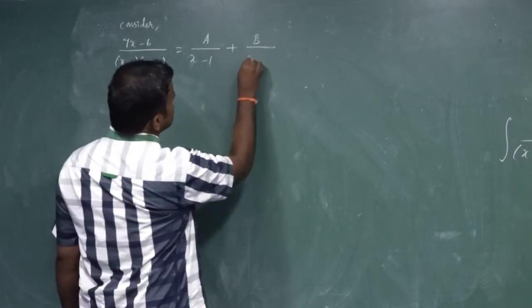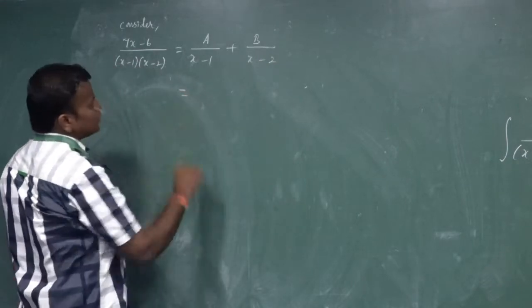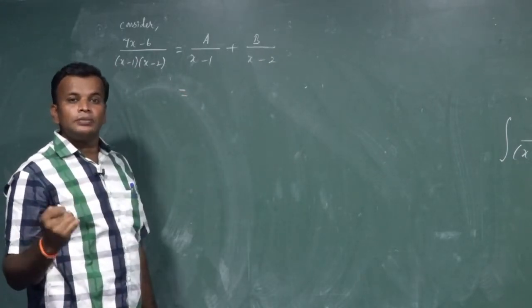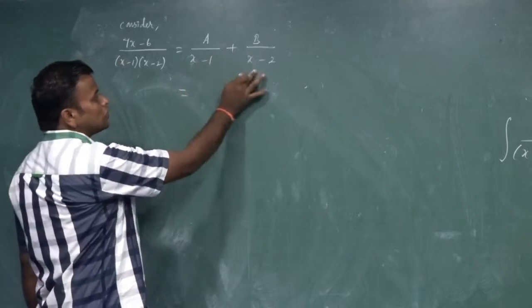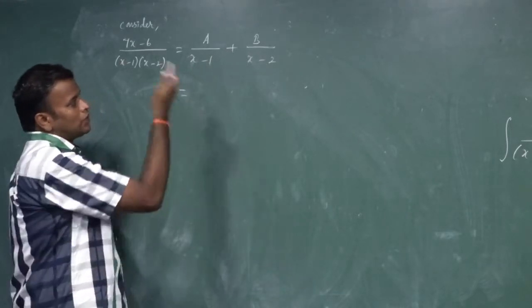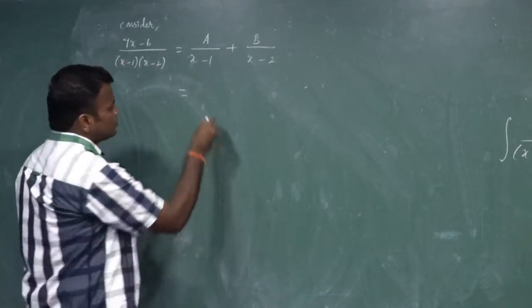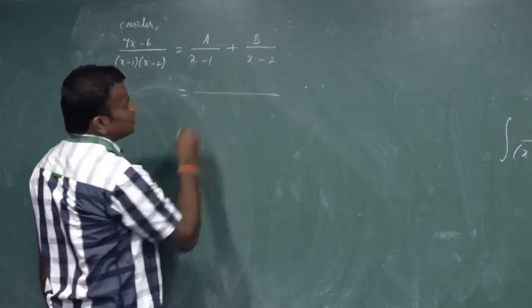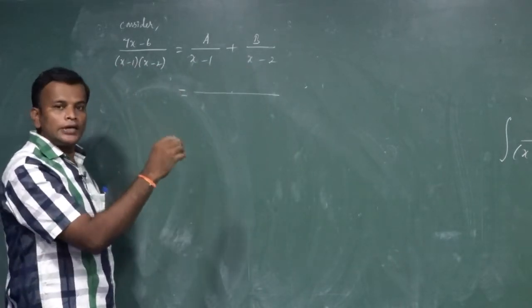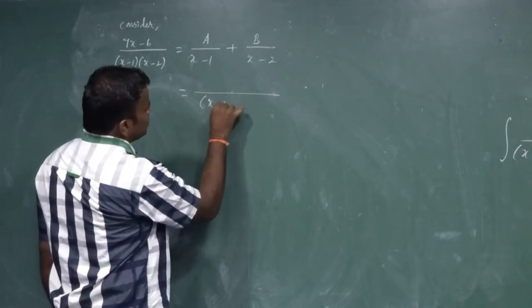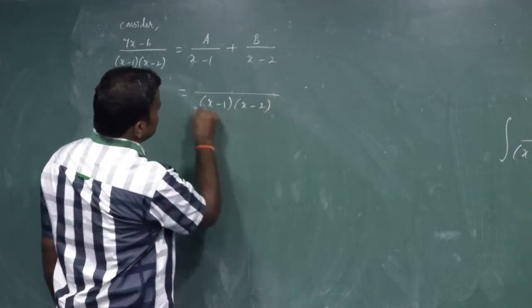So b of x minus 2. The next step is taking the LCM of the denominators of the RHS. So just 2 times (x minus 1) into (x minus 2). So we cross multiply, or take the LCM. Both the terms are different, so we multiply the 2 terms as they are: (x minus 1)(x minus 2).